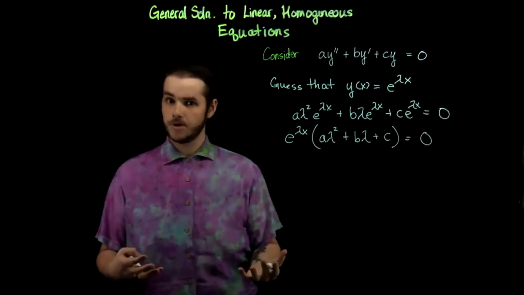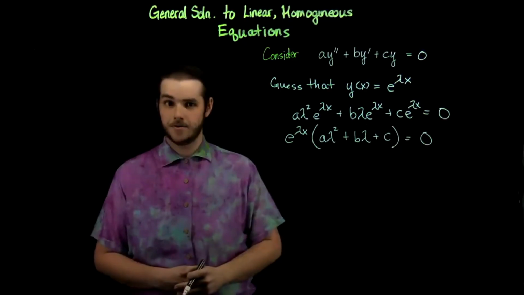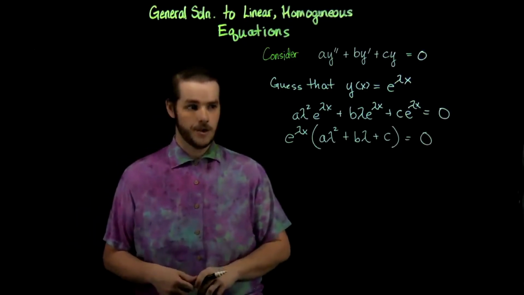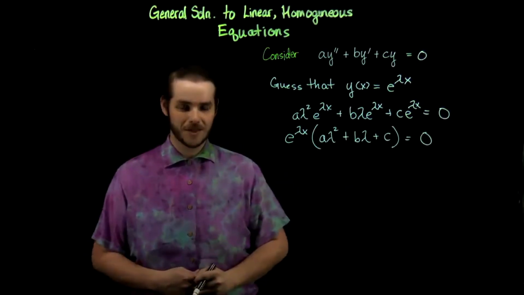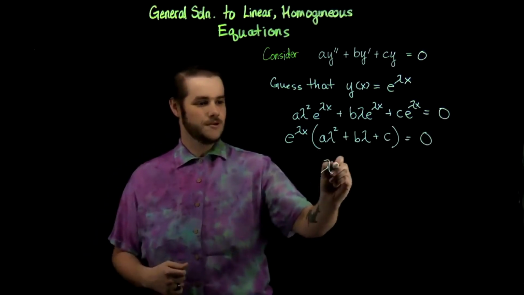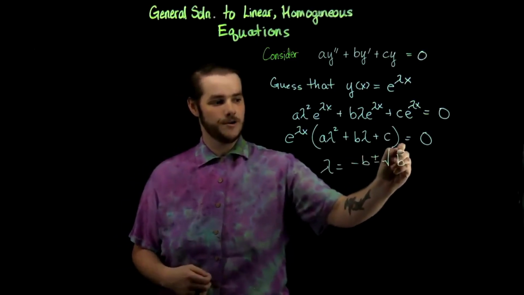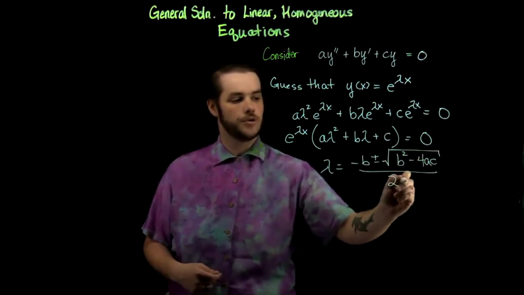My zero product property tells me that one of these two pieces has to be 0 then, and it's certainly not e to the lambda x. There's no power that I could give that to make it 0. But this quadratic equation in lambda certainly is. We know that lambda then is equal to negative b plus or minus the square root of b squared minus 4ac all over 2a.